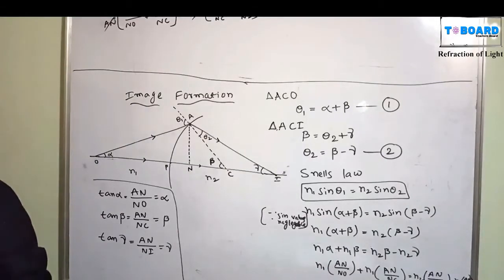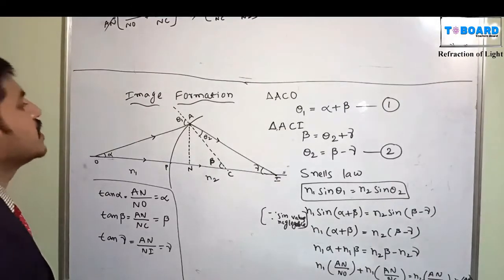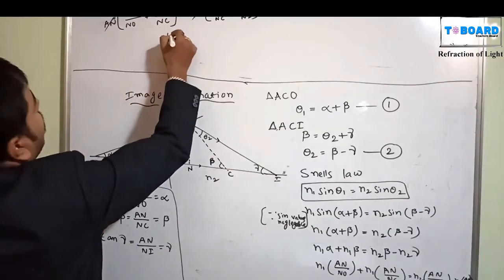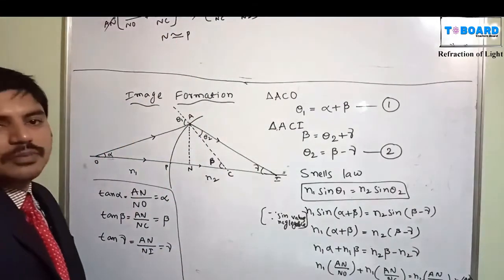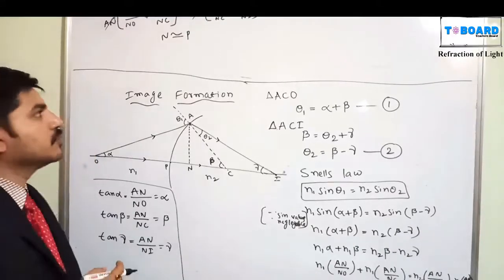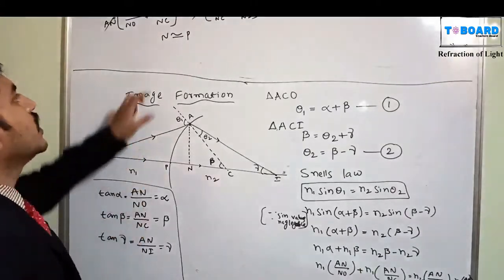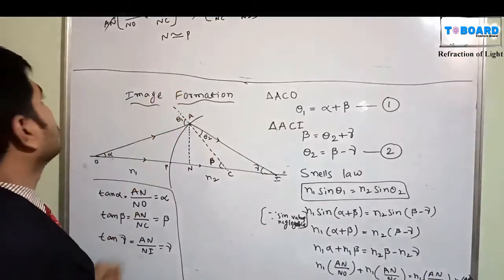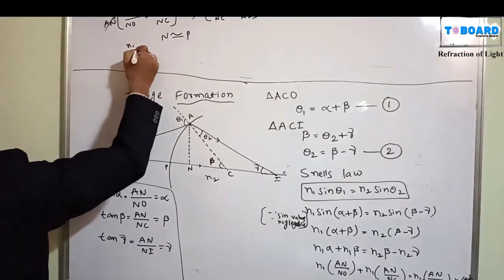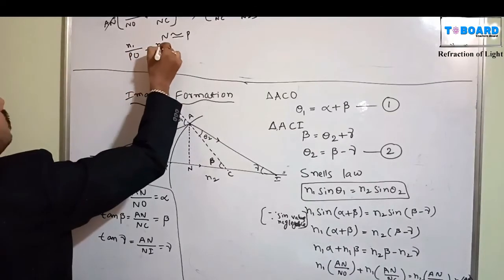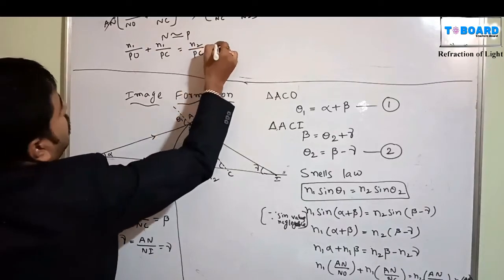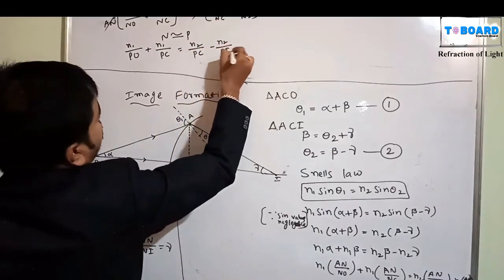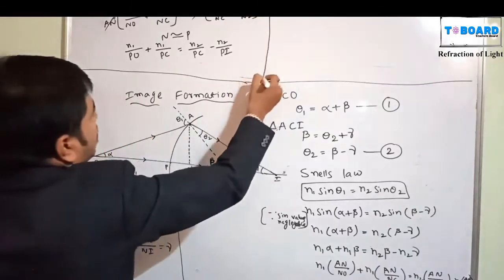Now in this situation, NO, NC and everything is there. I am going to call N as near to the P value, meaning the pole. N is an imaginary point, so instead of N I am going to write P. Then N1 divided by PO plus N1 divided by PC is equal to N2 divided by PC minus N2 divided by PI.